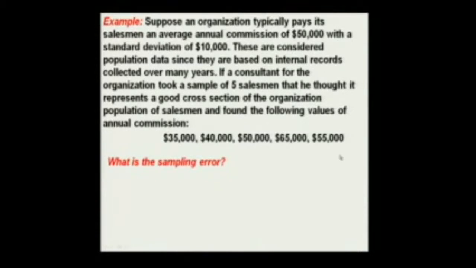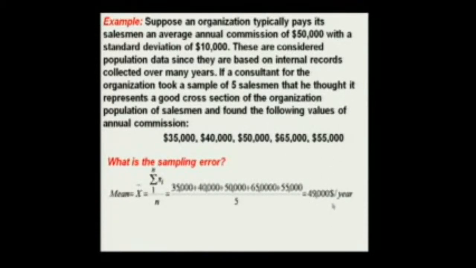Now, if we take the average of these observations, that will give us 49,000. Now, since we already know that the average annual commission should be 50,000, we anticipate it to be 50,000, then as soon as we see the 49,000, we should know that there is some kind of sampling error, okay? Because we know that the consultant has taken a good, representative sample, but no sample is perfect.